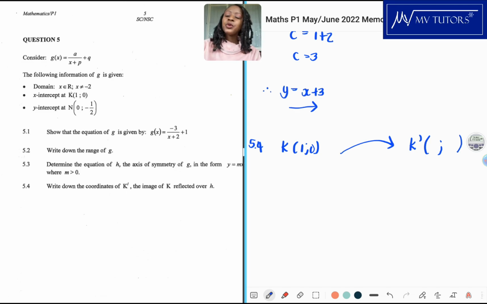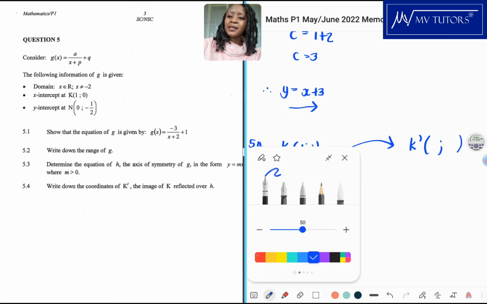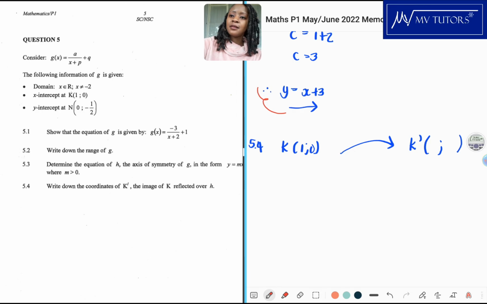I will use this equation, y = x + 3, because that is my axis of symmetry. So that is what I'm going to use. In this case, y = x + 3. If I want to get my y value for K', I would say x, so what is x? x is 1. We take 1 and we add 3. So my y value is 4.